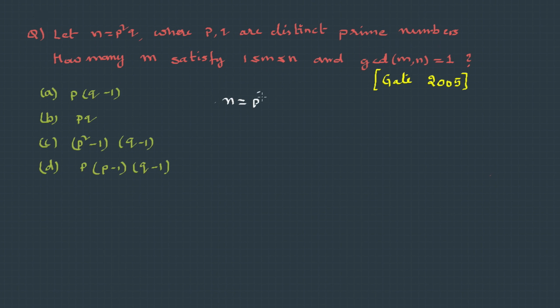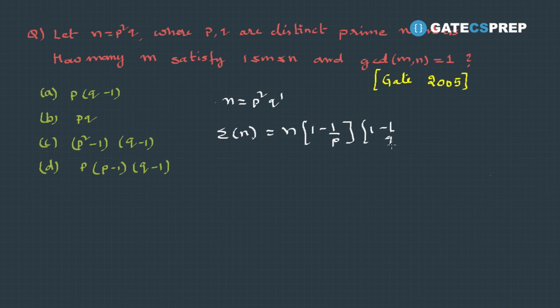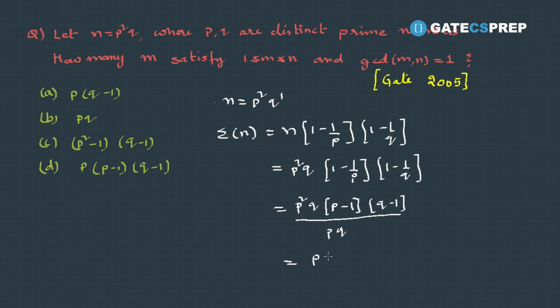n is p squared q to the power 1. p and q are prime numbers, so this is the prime factorization. Now when we find Euler's number for n, it is equal to n into (1 minus 1 by p) into (1 minus 1 by q), but n is p squared q. On simplification, we get p into (p minus 1) into (q minus 1), nothing but option D.